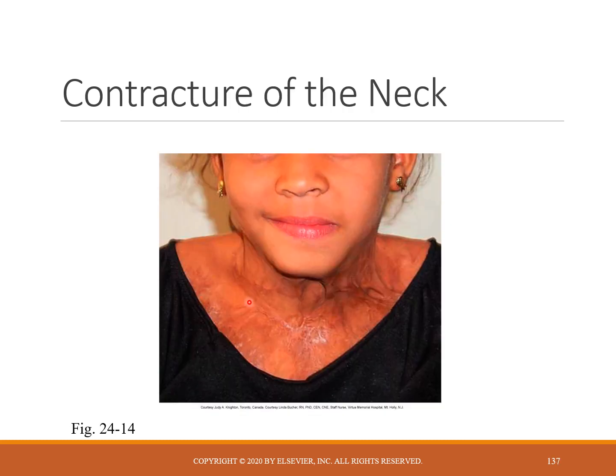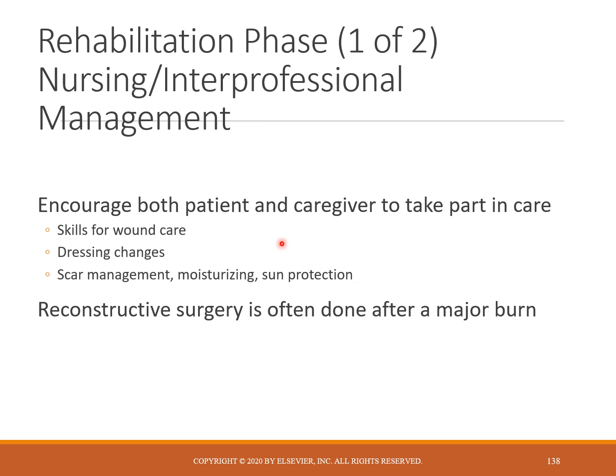Okay, so this is an example of contracture of the neck. So look at that. So we want to make sure that we encourage the patient and the caregiver of the patient to take part in taking care of the burn injuries, like performing wound care, some dressing changes, making sure to moisturize the skin and protect the skin from the sun. And reconstructive surgery can be done, especially if there's a major burn injury.